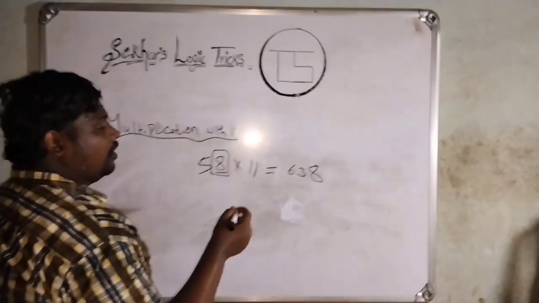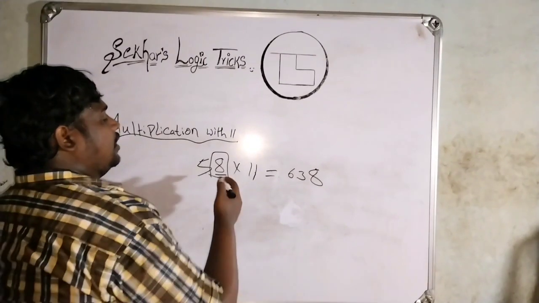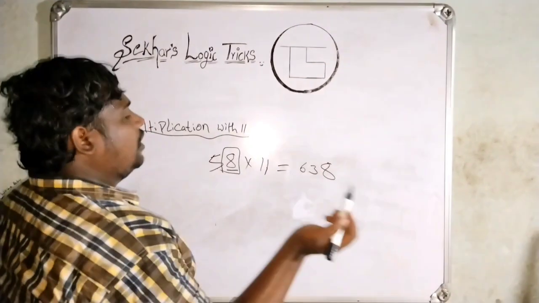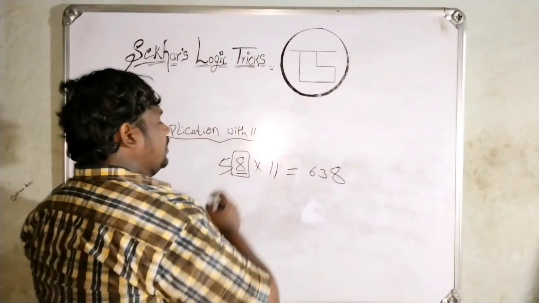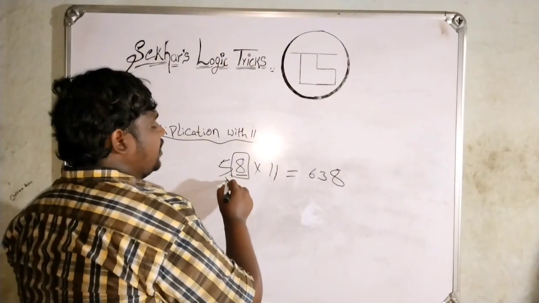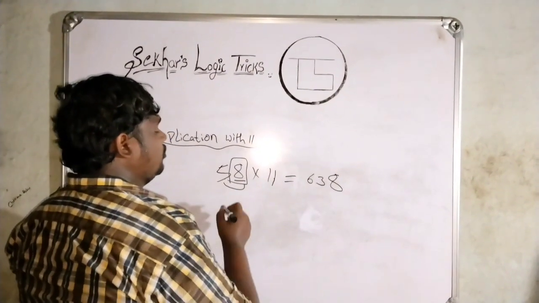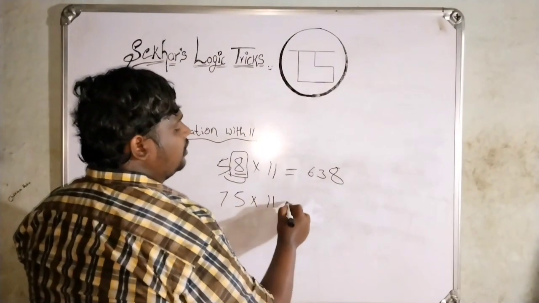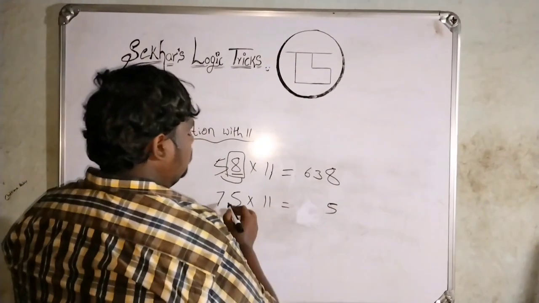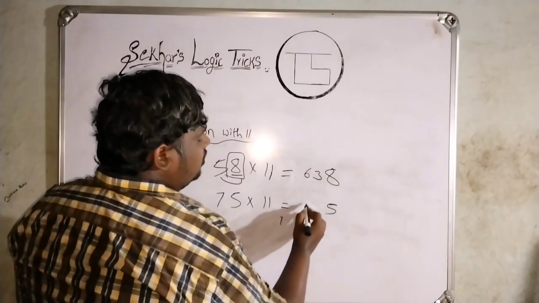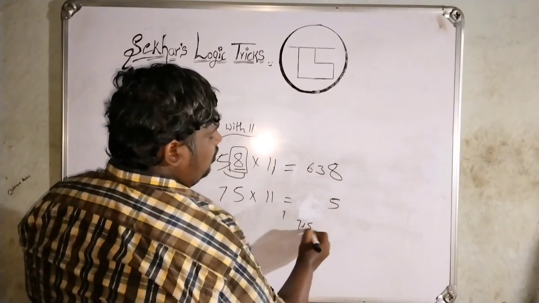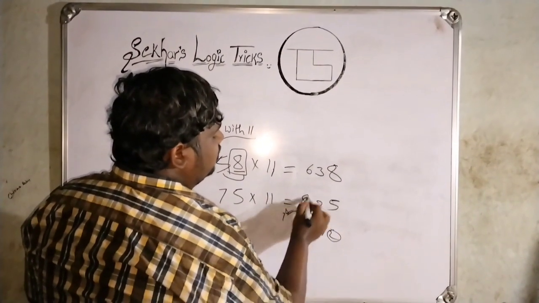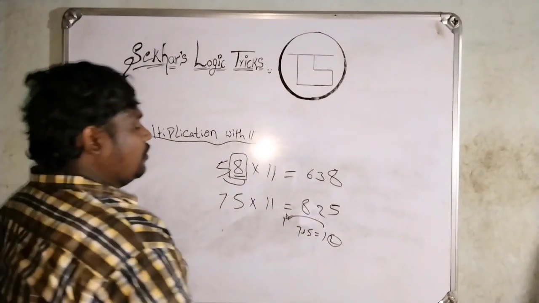Like this we follow this in 2-digit multiplication with 11. In a big number, we get big sums like this, and we want to follow the same. See, 75 into 11: nothing but 5. Before placing, 7 plus 5 is 12. So 2, and 1 is carried to the 7, making 8. 825 is the answer. Okay.